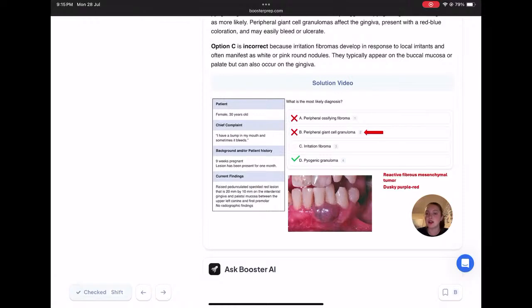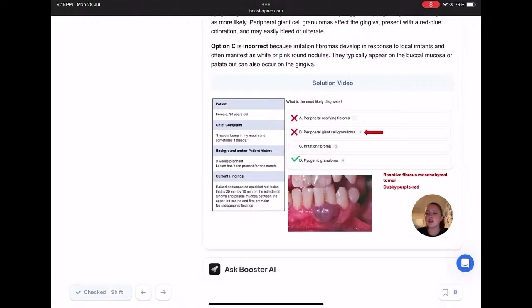Once again, same similarities as the last of the 3 Ps that I mentioned. They're benign fibrous mesenchymal tumors, they're reactive, they present very similarly and are located and treated the same. But how are they different? Let's focus on those differences. This has, once again, no association with pregnant patients. This usually doesn't bleed as easily, and it's more of a dusky purple than a red.